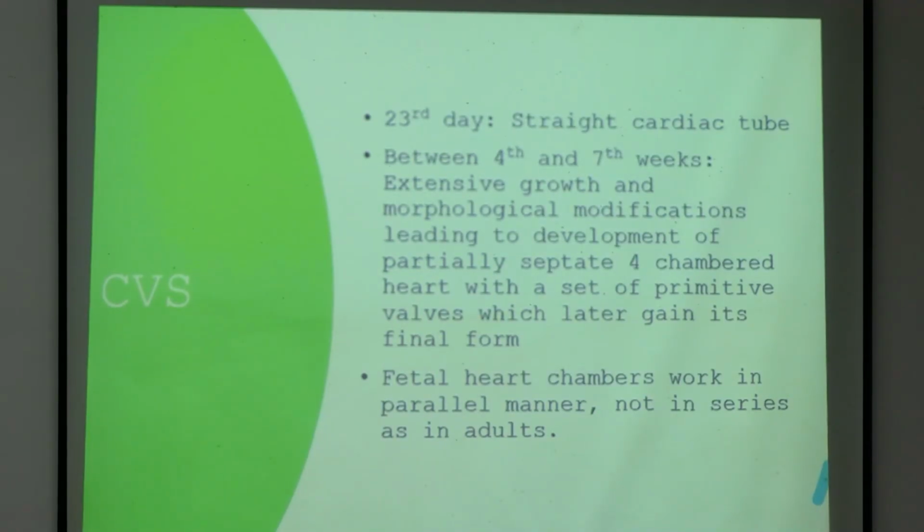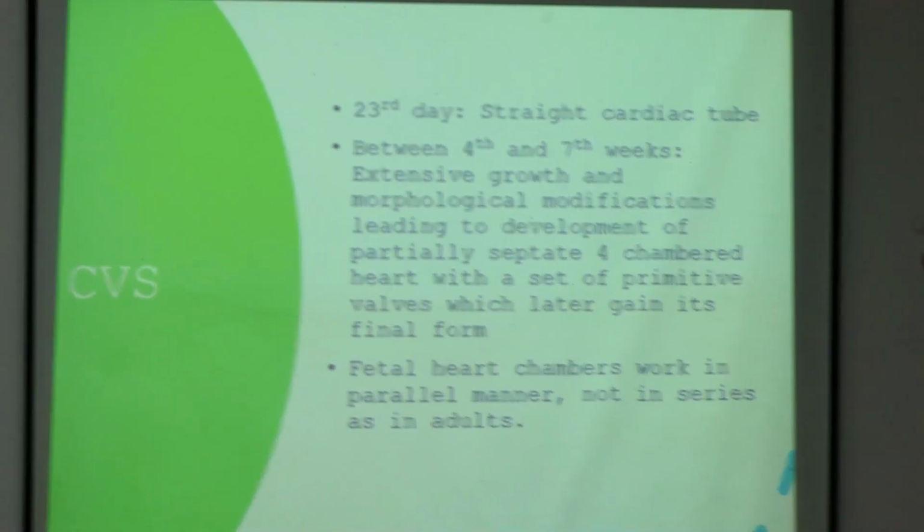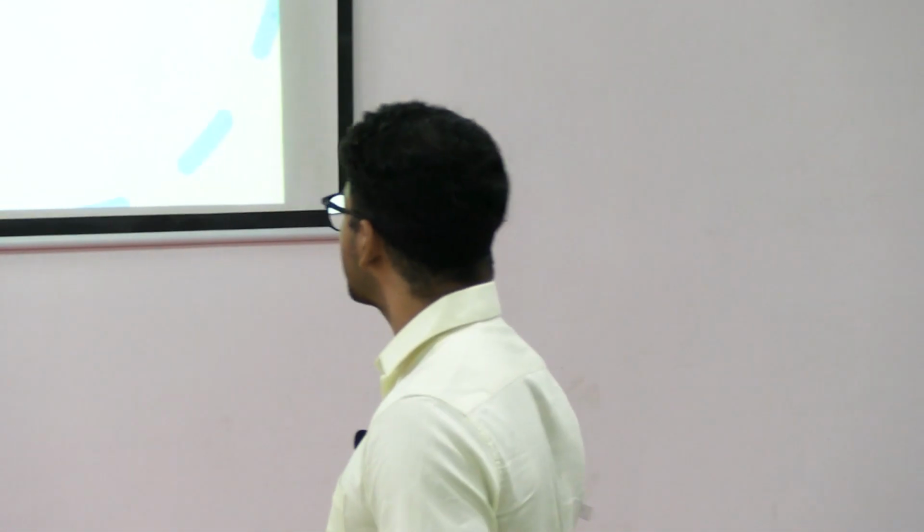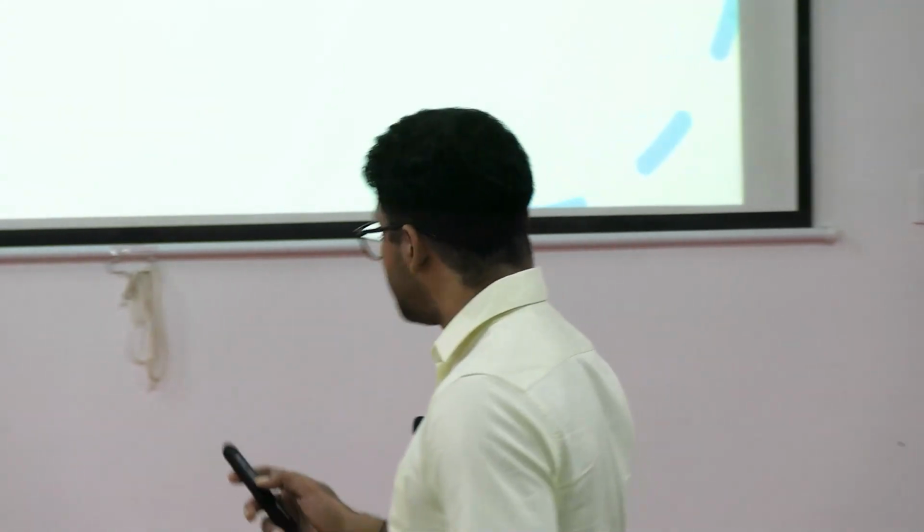So this is our cardiovascular system. On 23rd day, straight cardiac tube develops. Between 4th and 7th week, there is extensive growth in the cardiac tube. Primitive valves are formed, and a septate four-chambered heart is formed. Now, fetal heart is quite unique. The chambers work in parallel, not in series like in the adult heart. And there are 3 sets of bypasses to ensure that the maximum blood goes to the fetal body and minimal goes to the lung, because lung is non-functional at that time.